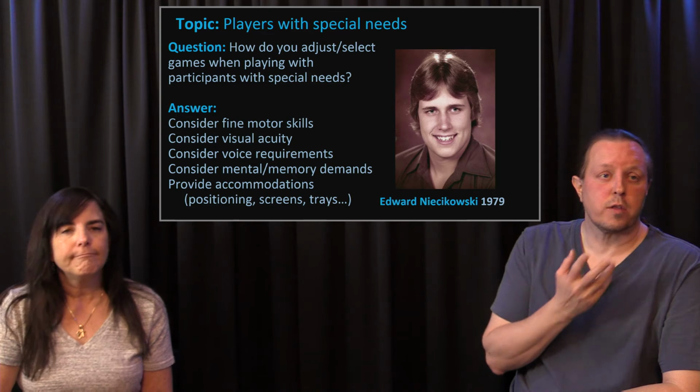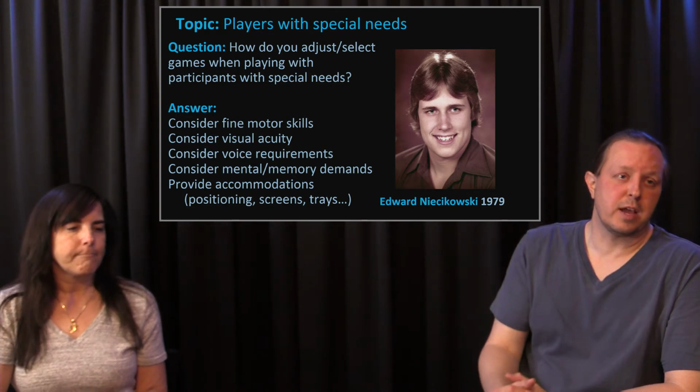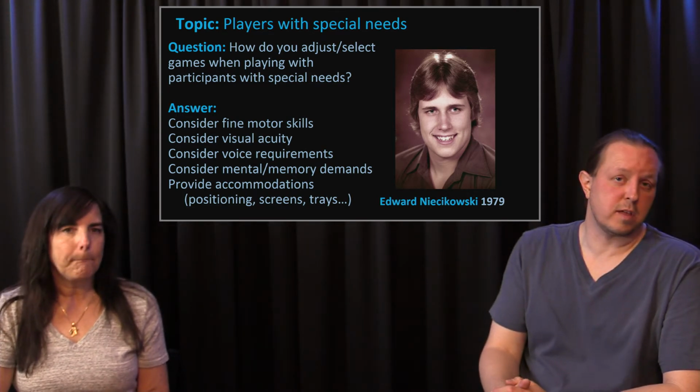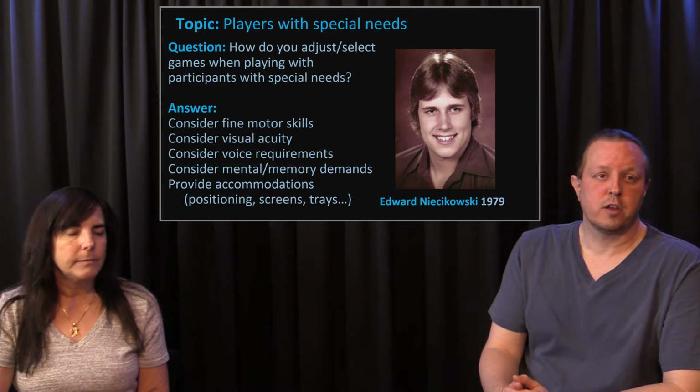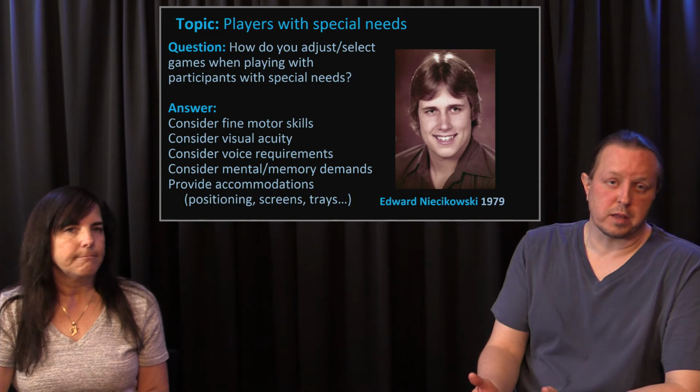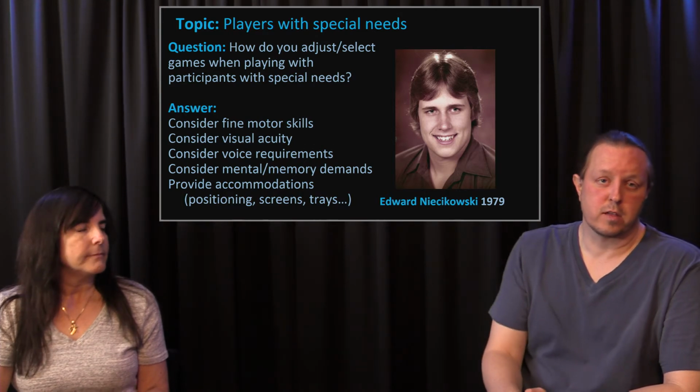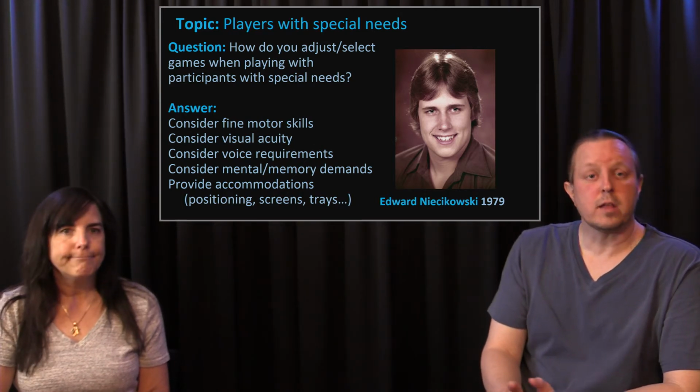So again, we talked about accommodations: positioning the game and the pieces next to somebody with limited mobility, providing screens if they can't hold the cards, and trays to roll dice in. My mother has trouble rolling dice, so she'll roll on a tray so that it doesn't spill off the table. So again, this is just a brief overview.